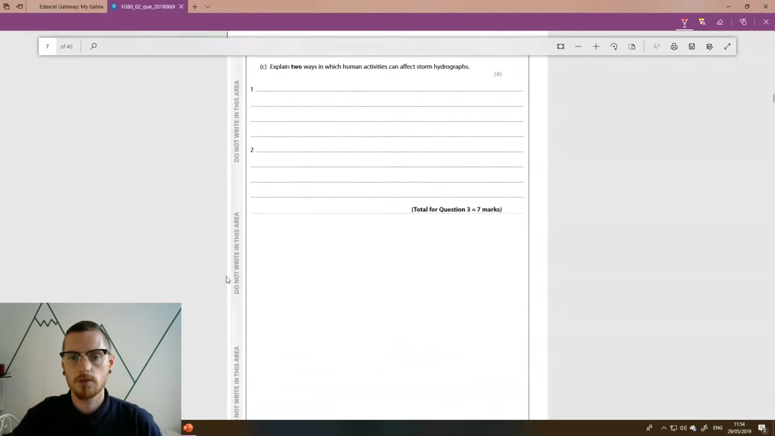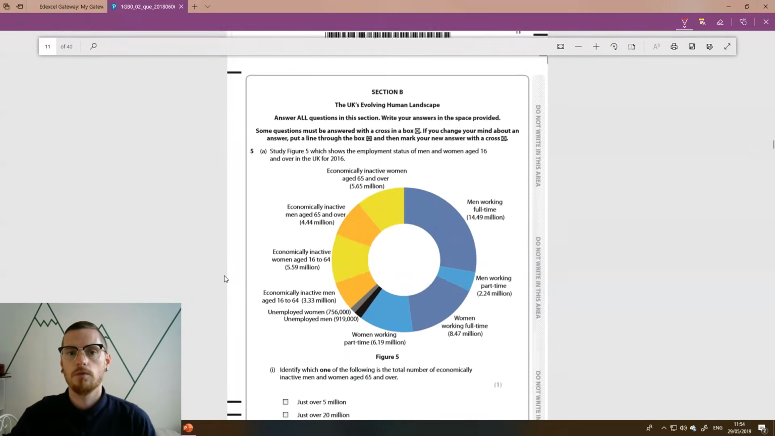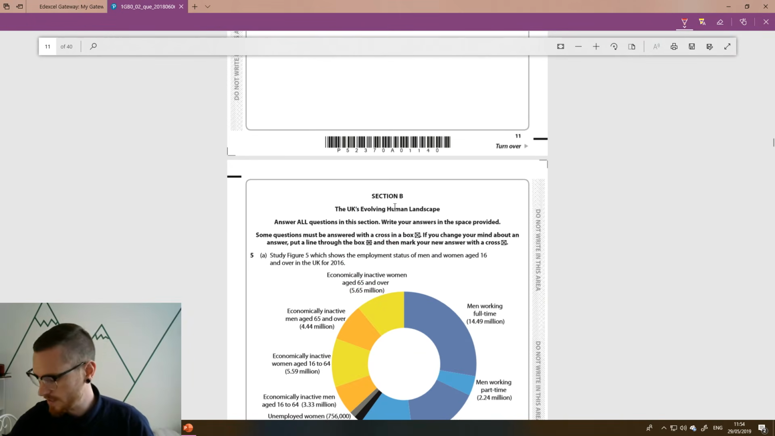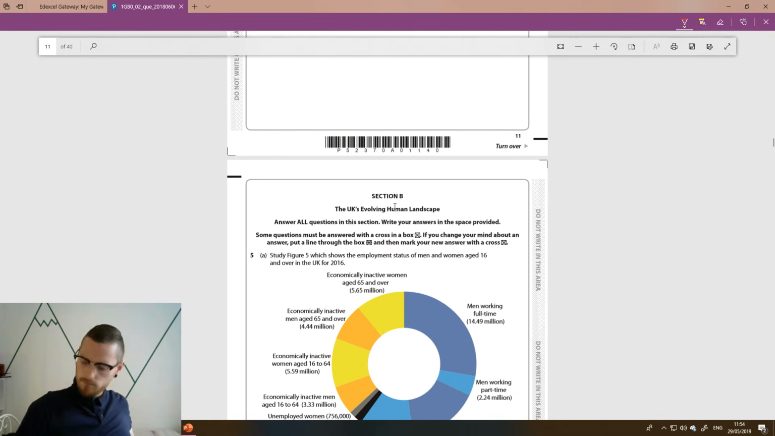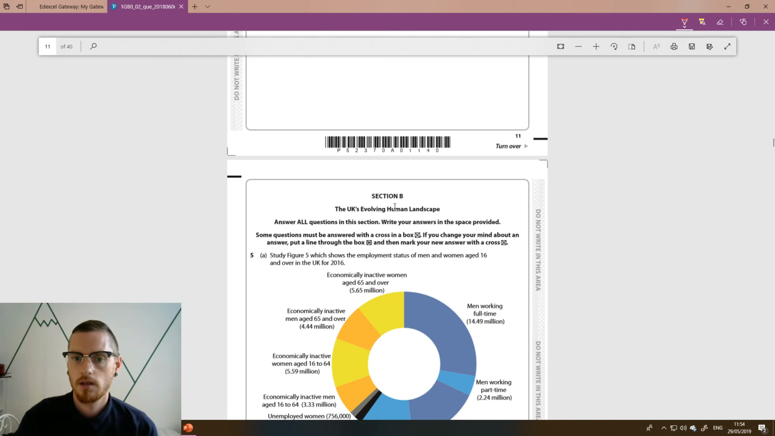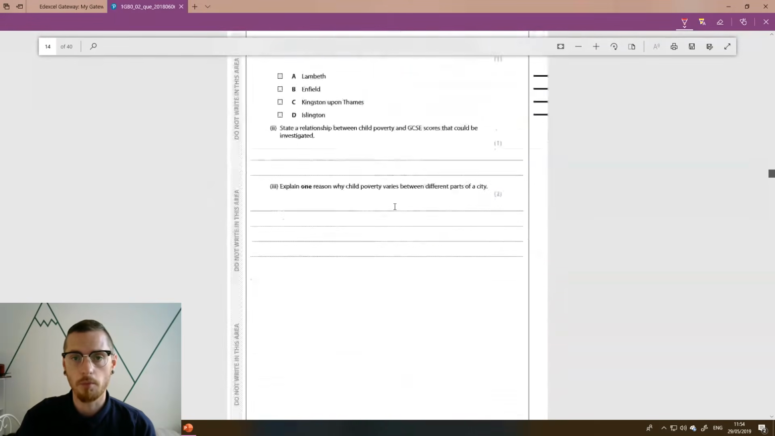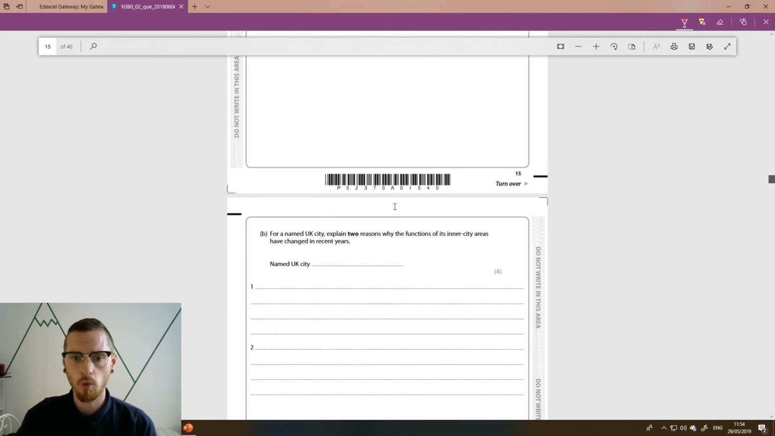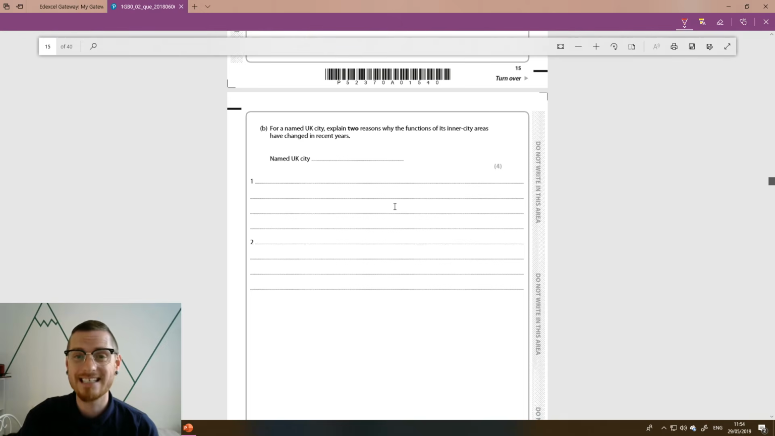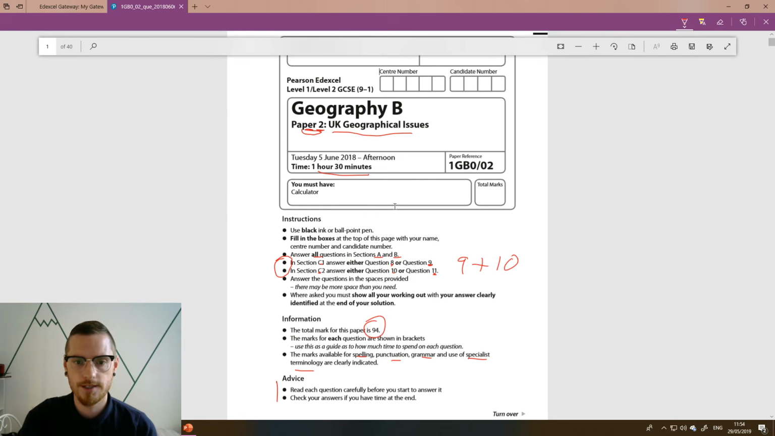So if we come down to section B, I'm now on to the UK's evolving human landscape. As I say, we've got the UK's evolving human landscape. This is topic 5 overall. And your case study on here is Birmingham, or if you're not one of my geographers, whatever city you studied, okay? Likelihood is it'll be Birmingham or London.